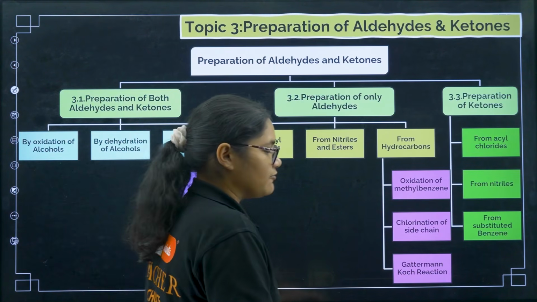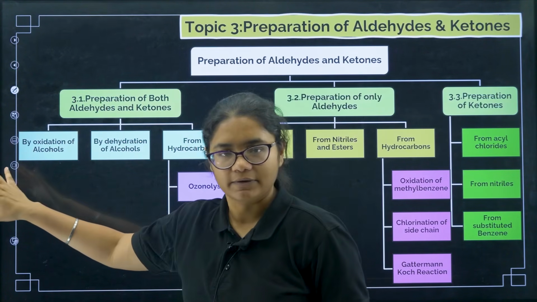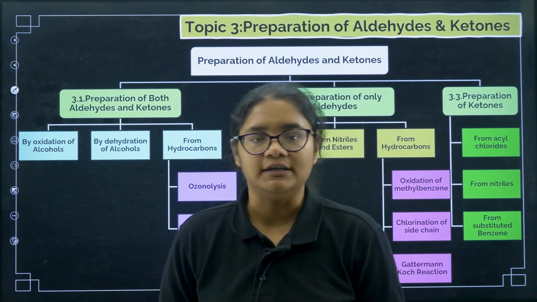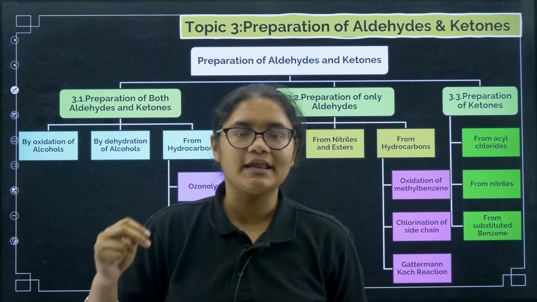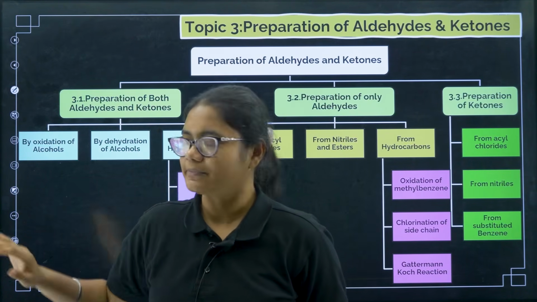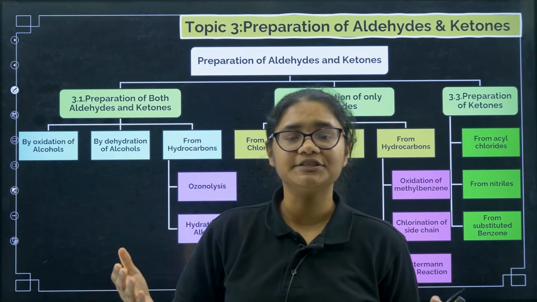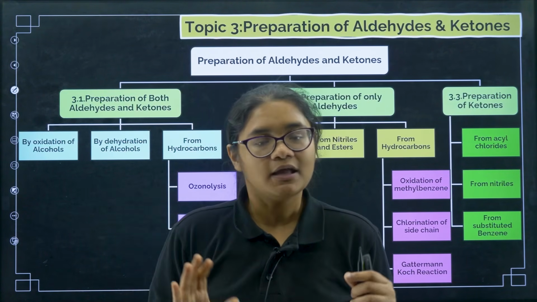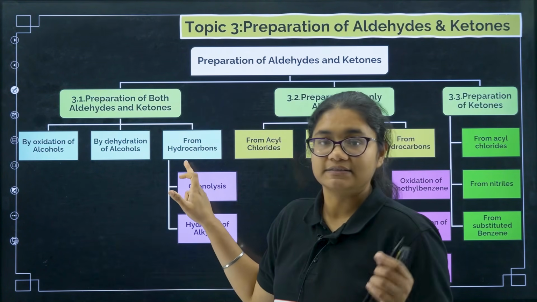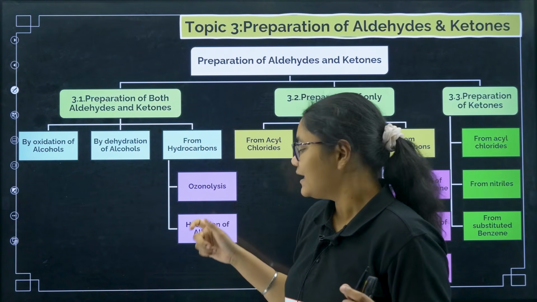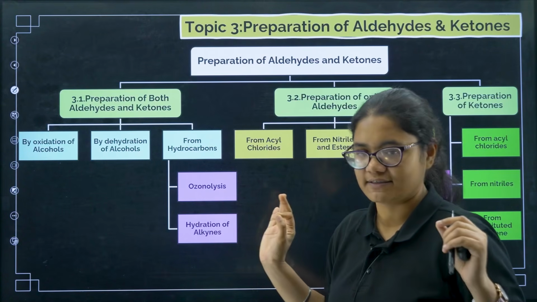First, for preparation of both aldehydes and ketones, the first thing you can do is from alcohols. In the previous chapter on alcohols, phenols and ethers, we studied that primary alcohols on oxidation give aldehydes, secondary alcohols on oxidation give ketones. By dehydrogenation of alcohols, with copper at 573 Kelvin, primary gives aldehyde, secondary gives ketone. Next, from hydrocarbons, two are important: ozonolysis and hydration of alkynes. Ozonolysis is very important, I will discuss it in detail.